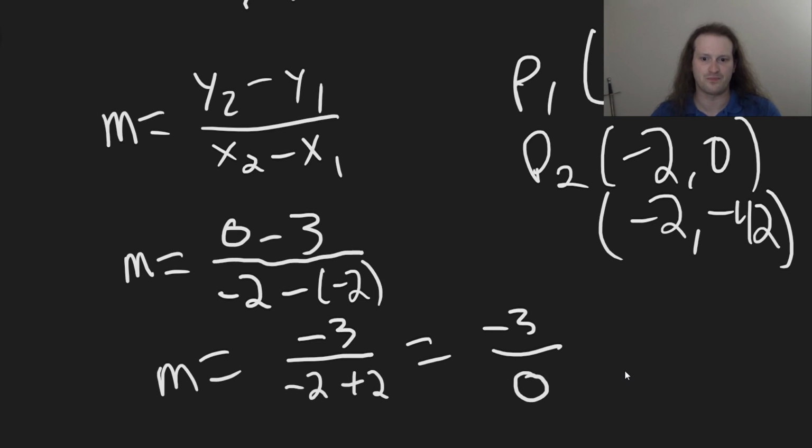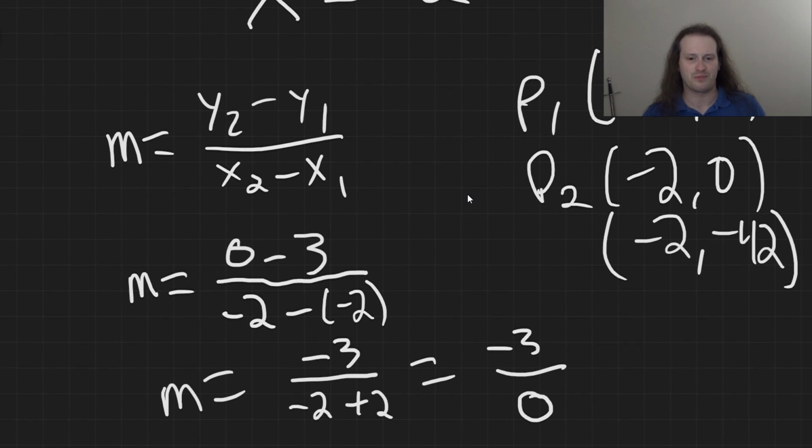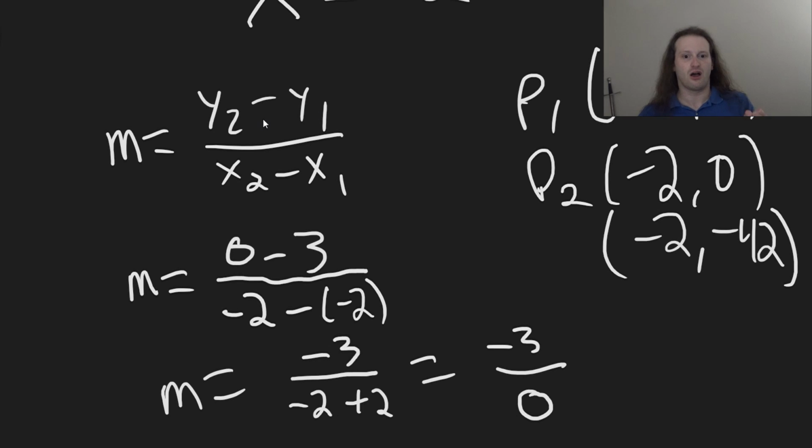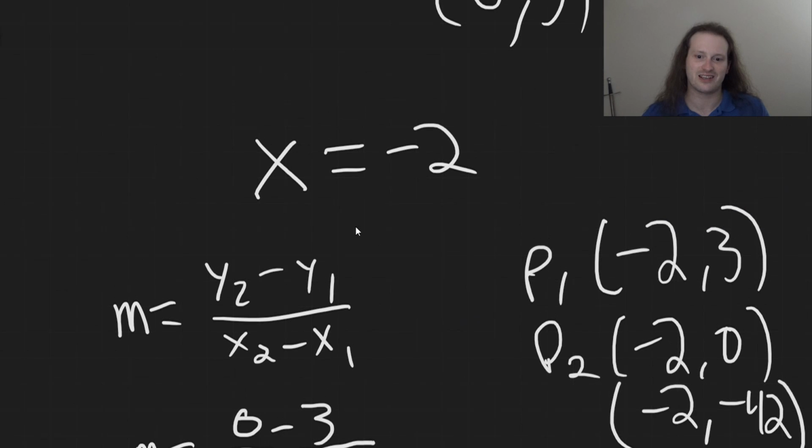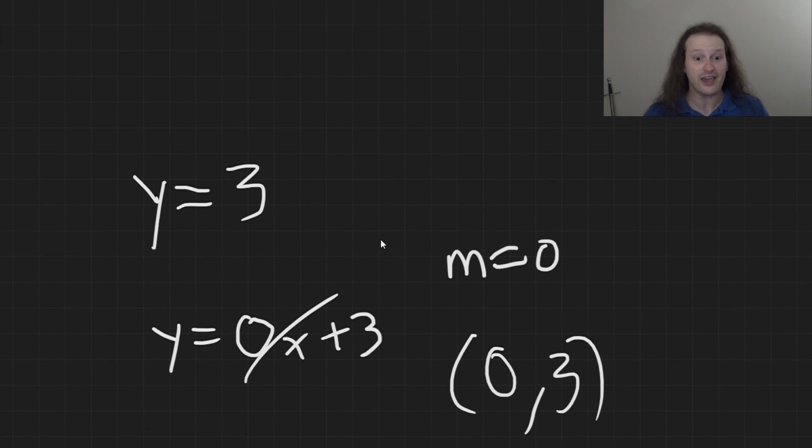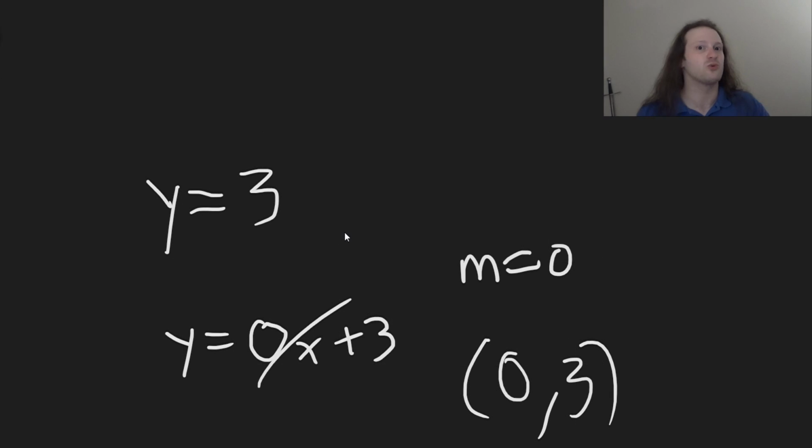There's the problem. We try to plug these points into our definition of the slope, and we get the biggest no-no in math, which is dividing by 0. So whenever you see x equaling a constant, forget about it. Whenever you see y equaling a constant, it's just a line with 0 slope, which means that it is a horizontal line.